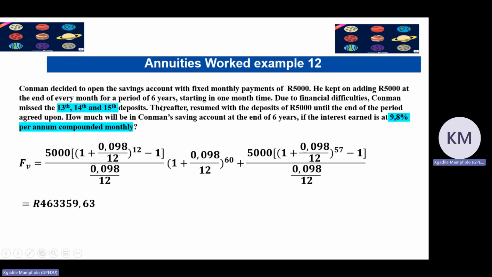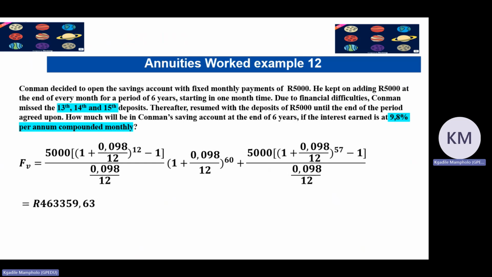Remember, 6 years is 72 months. It means this is 12 here, and the remaining period from the 13th to 72 will be 60. So the amount accumulated in 12 months will accumulate the interest for the remaining period, which is 60 months. Then when he resumes, you will take the remaining period.